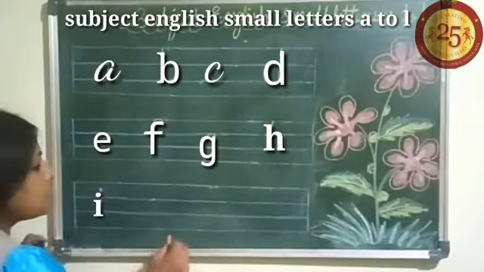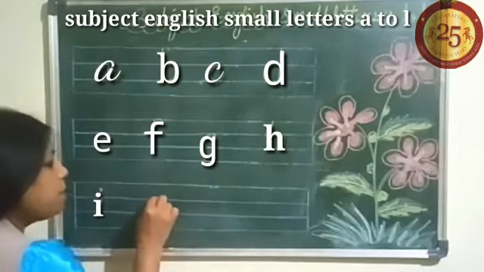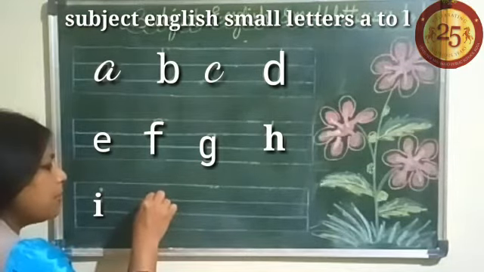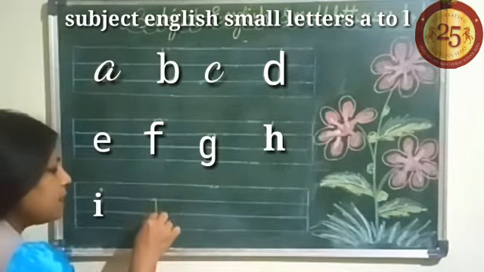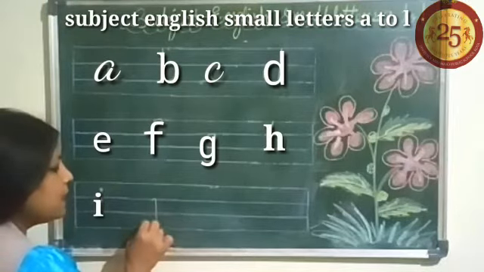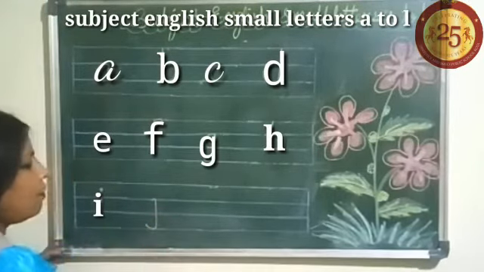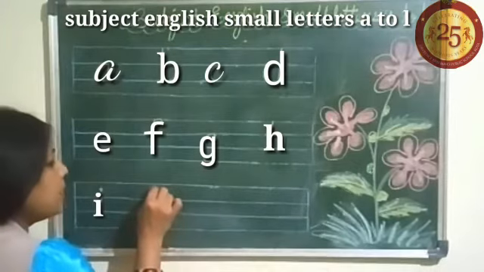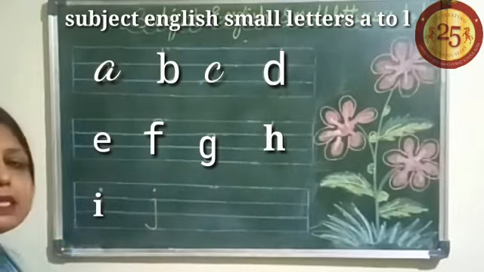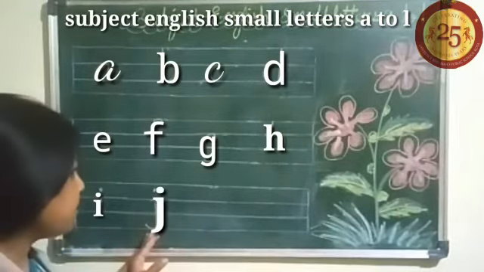Here we will write small letter J. For it, put your pencil here on blue line. Come down with the standing line. Touch the red line and slightly turn it like this. And put a dot here. This is small letter J.